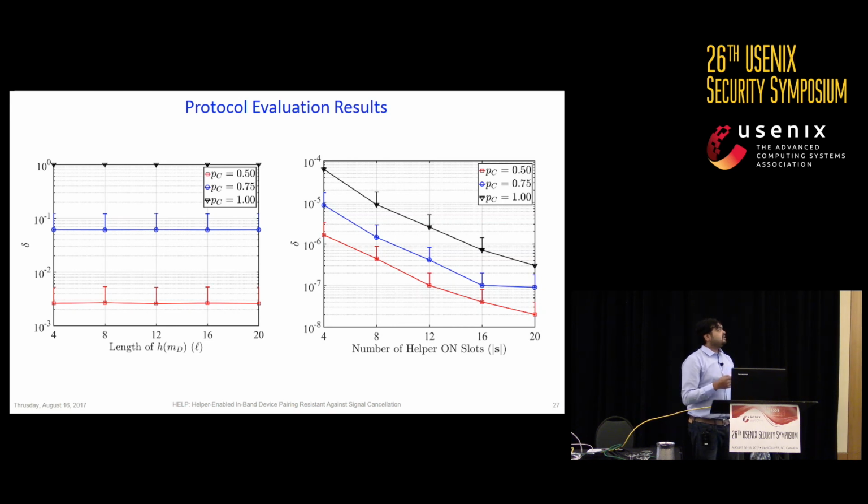Here PC is the probability of signal cancellation. So we can see that when we use help, even if the probability of signal cancellation is equal to 1, the success probability for the adversary is a decreasing function as we increase the number of helpers on a slot.